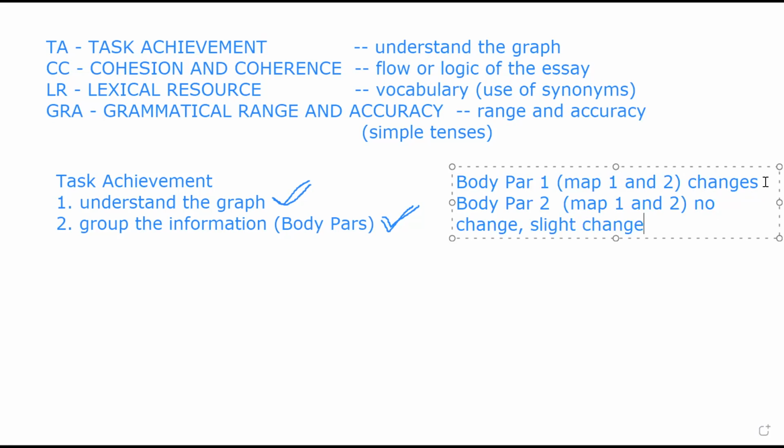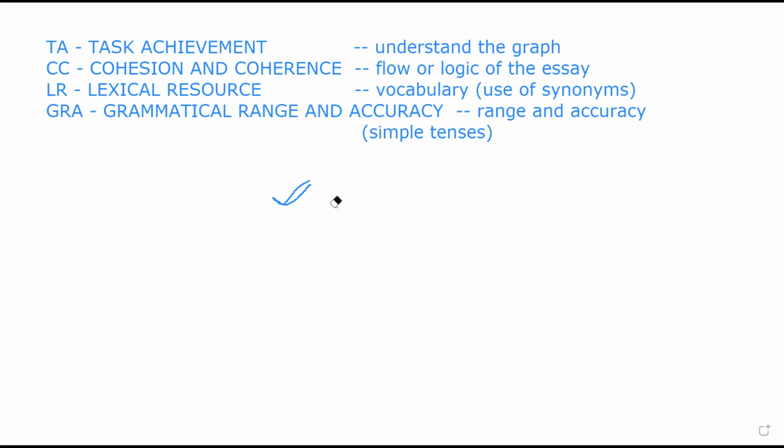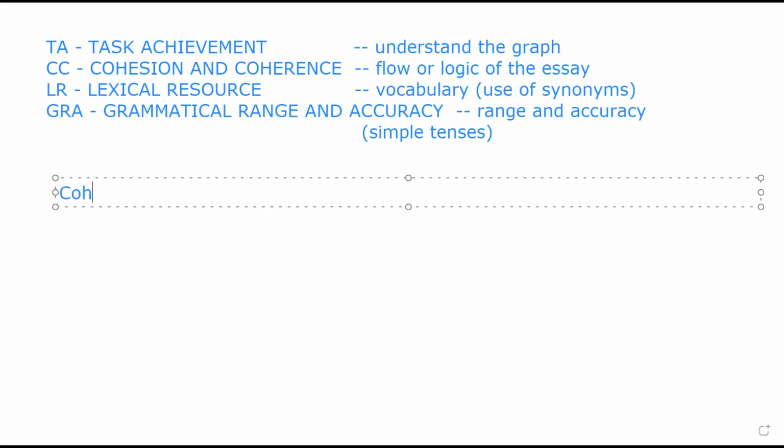That's it. So we're done with the task achievement. So we've learned here understanding the graph and grouping of information. Okay. Now the next thing we need to do here is your cohesion and coherence. Okay. Here, this is what we remind our students, and how to improve their cohesion and coherence. And for teachers too, you can draft a lesson on how to improve your students' cohesion and coherence, or we say logic. Okay.